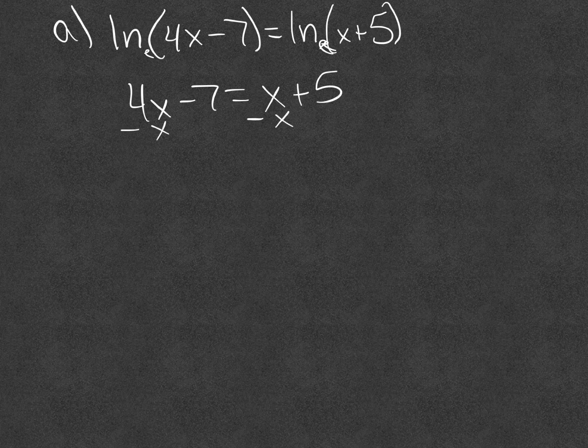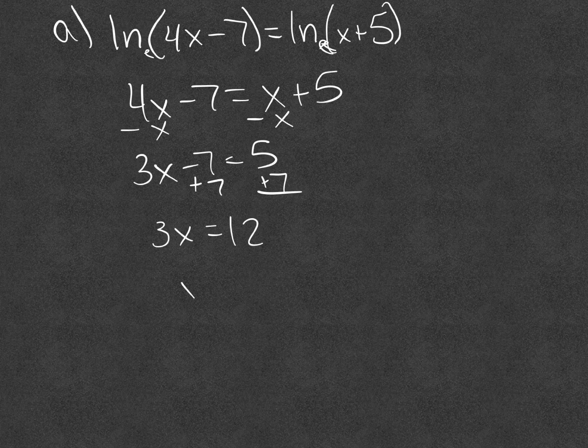Subtract x. And then add 7. 3x equals 12, and x equals 4. You can obviously check this if you plug it back in and then use your calculator and such. You will see that you'll get the same thing both sides. All right, so that's the case where we've got that base canceling out.